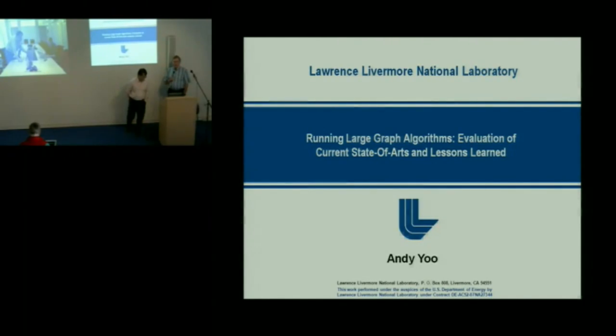He got his PhD from Penn State a while ago. He went to Livermore and spent, I don't know, 5 years or so working on very large machine systems, and then moved into the large graph area and has been doing quite a bit of work in that area since. And he's going to tell us today about some of his experiences there.